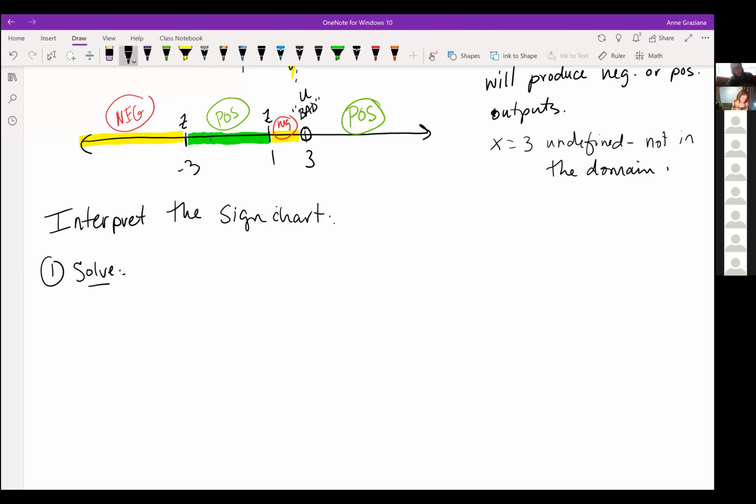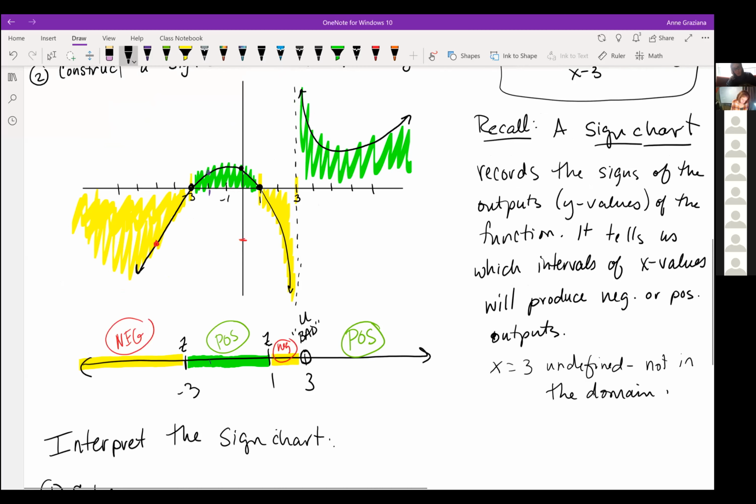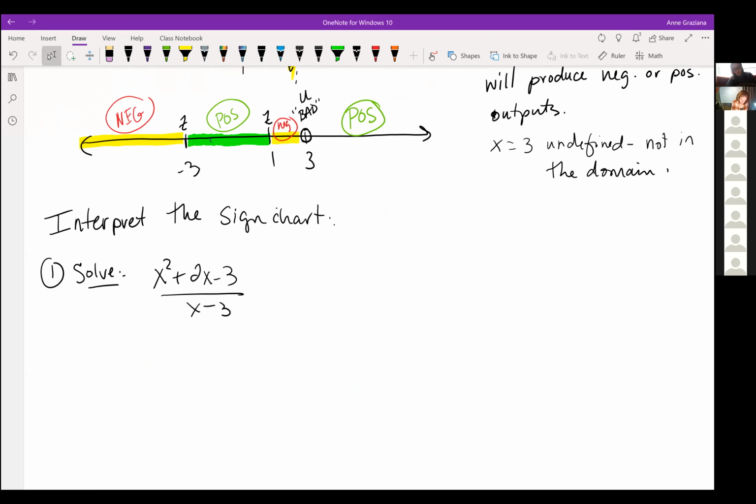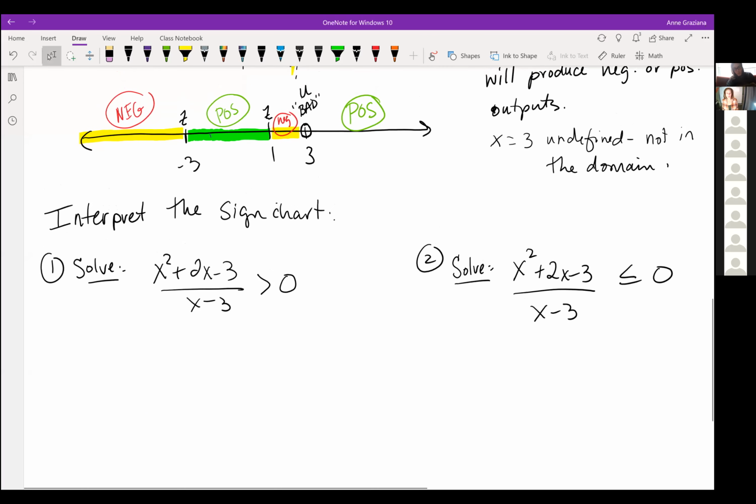Solve. What if my function, the formula, was x squared plus 2x minus 3 over x minus 3? I want to know where this function is going to be greater than 0. And 2, I want to know where this function is going to be less than or equal to 0. So I want you guys to just look at the sign chart. You don't need to look at the graph. See if you can answer that. Figure out the intervals that we would name in each of those situations. Just take like 1 minute and think about it.